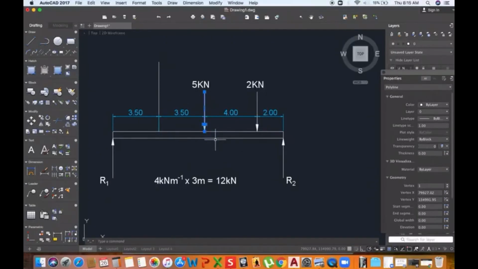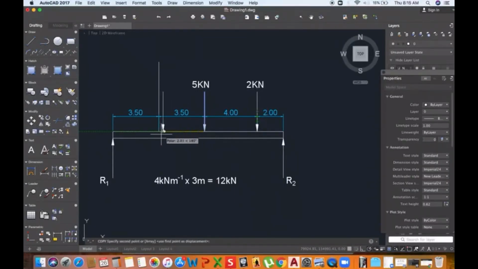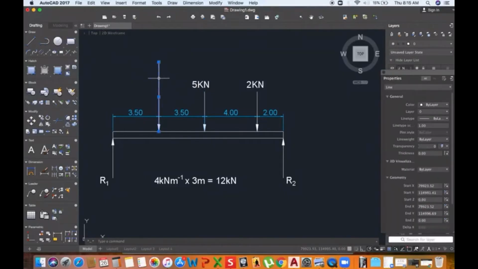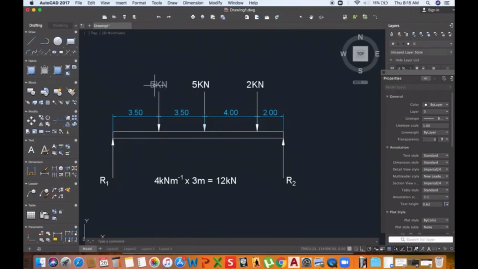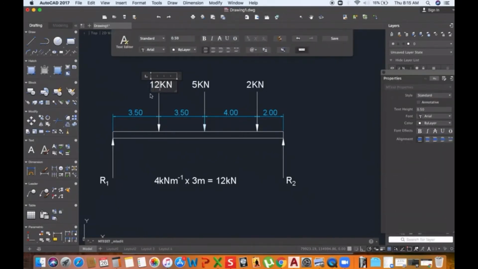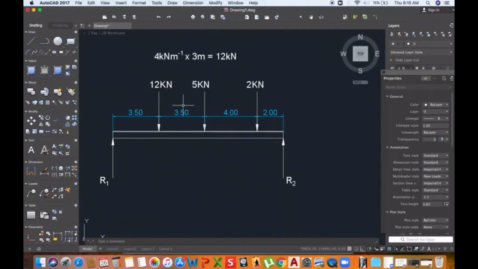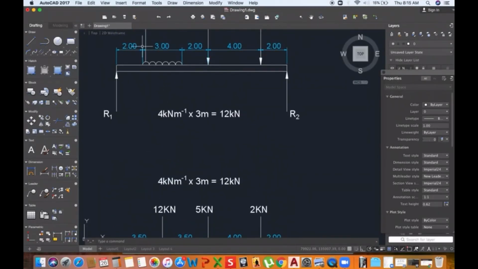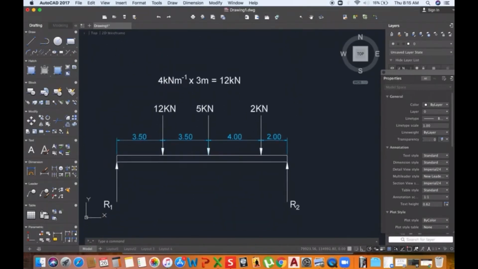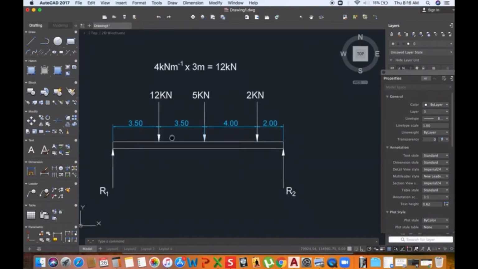So, copy, and it will be 12 kilonewtons. So this is the space diagram that we are working with. So the new distance will be 3.5 from R1 and not 2, because we have found the center of the UDL load, and that's where the force now will act. We will take the force into consideration.